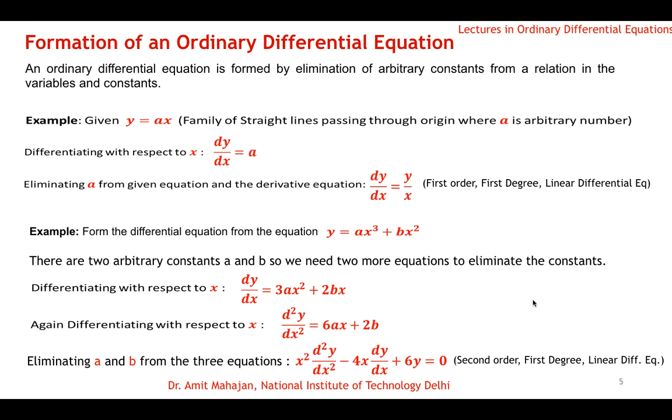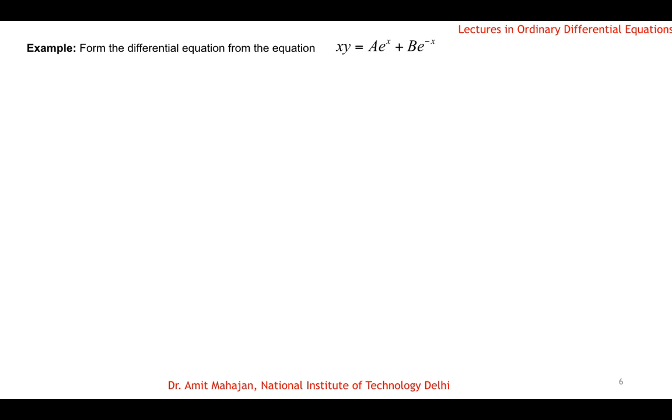So what we learned is if you have only one arbitrary constant, then it will end up with a first order differential equation, because we are going to differentiate it only one time. If you have two arbitrary constants, we will end up with a second order differential equation, because we are going to differentiate it only two times. So the order of the differential equation is immediately known from the given equation, depending upon how many arbitrary constants are there.